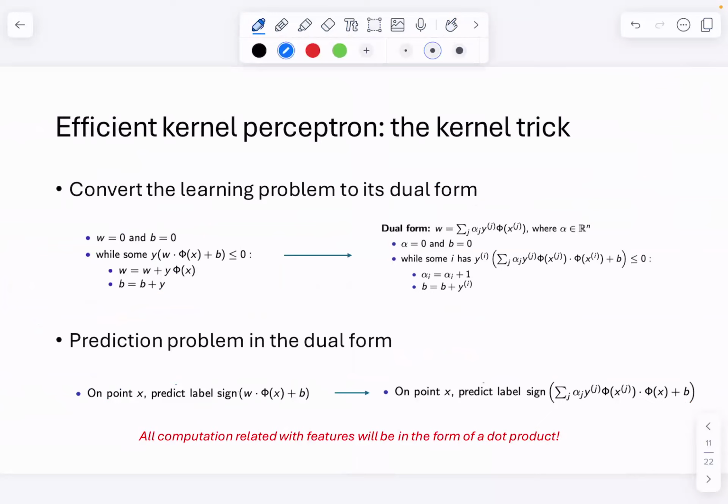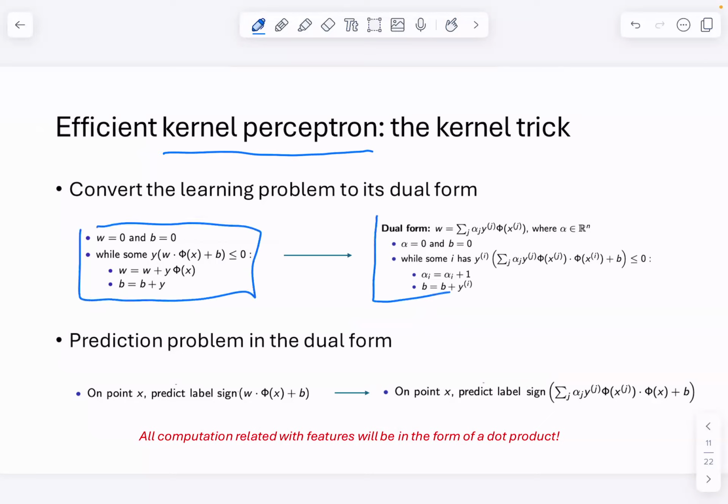But then comes the kernel trick. The kernel trick tells us we can still do the kernel perceptron, but we can reduce the computation cost a lot, even to something similar to the original cost. How can we do that? First, we convert the original learning problem to a dual form. So this is the original learning problem, right? And the dual form is like this. I think you should have learned this in the perceptron class, but if not, you can just look it up on Wikipedia or something.